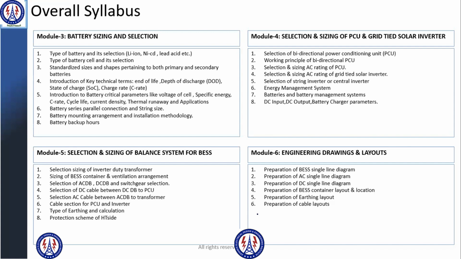Module number 6 is giving you the brief, as I stated earlier, right? It's engineering drawings and layout. What kind of layout it should be for your plant, right? We're going to address sample examples of AC side SLDs, DC side SLDs, BESS container layouts, right? And earthing layouts as well as the cable layout stuff, right?